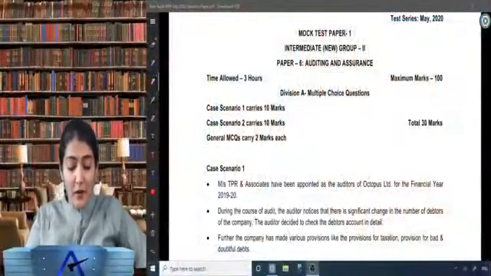Yes, so let's now look into another set of MCQs. We've already seen the MCQ and the correct and incorrect in the RTP for May 20. Now in this particular video, let us look into the MCQ and the correct and incorrect in the MTP for May 20, that is the mock test paper for the May 20 exams issued by ICAI. So first we look into the MCQ and then after that the correct and incorrect. Let's begin.